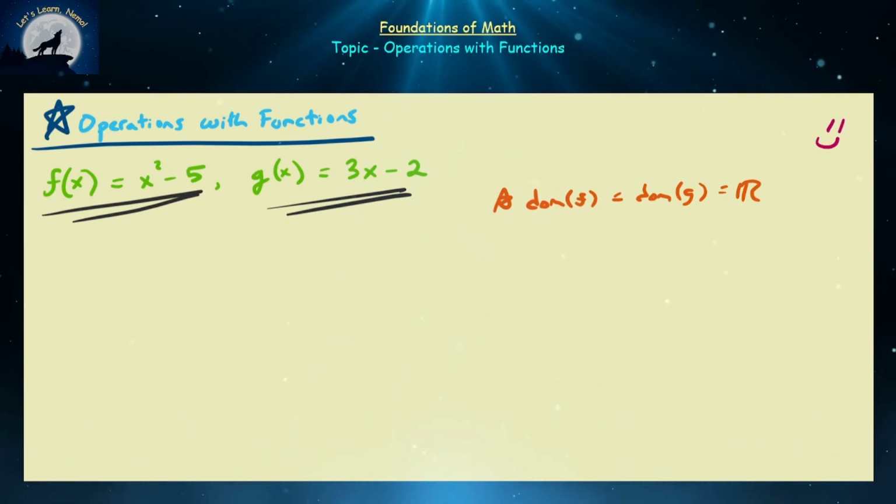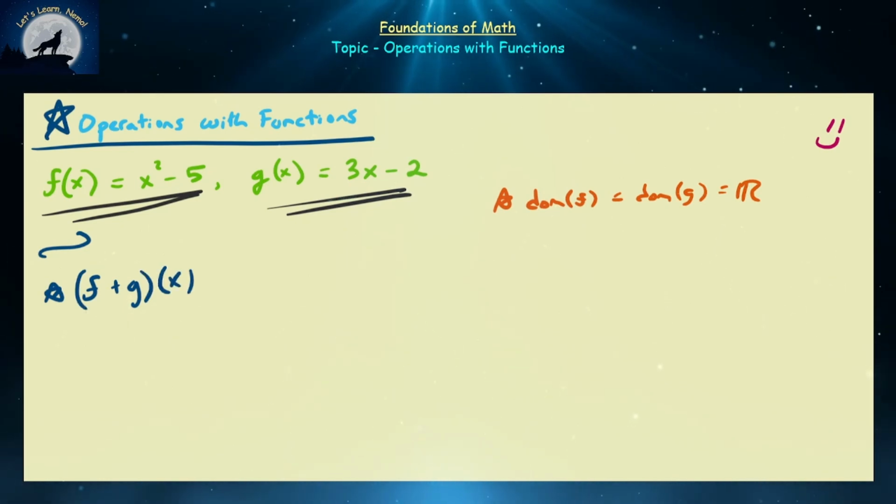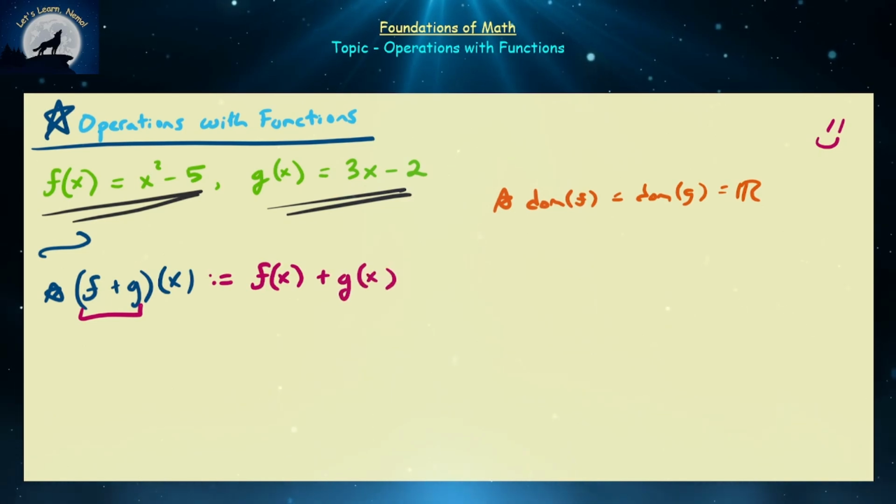So if I were to say, what is 5 plus 5? You would obviously say 10. If I say, what is x plus x? You would obviously say, hopefully, 2x. But what if I were to ask you, what is f plus g equal to? So this operation, f plus g of x, is a function, and this is the name of that function. So what are we going to define f plus g, the sum of functions, as? Well, we're going to define this to be equal to f of x plus g of x.